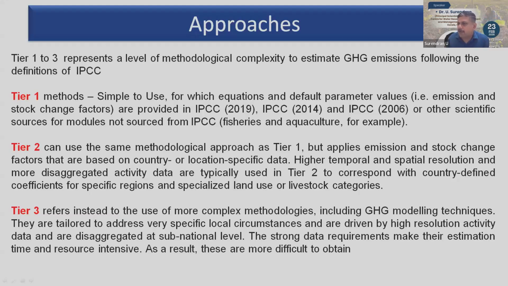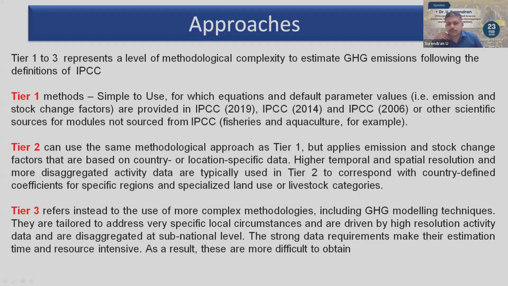Whereas tier 2 requires location specific data, so you need highly temporal and spatial data sets. For each country, tier 2 factors are already available based on experiments from the research stations as well as the researchers. So you can use them directly. You don't need to generate them. But still, if you wish to have something more, you can generate it later.